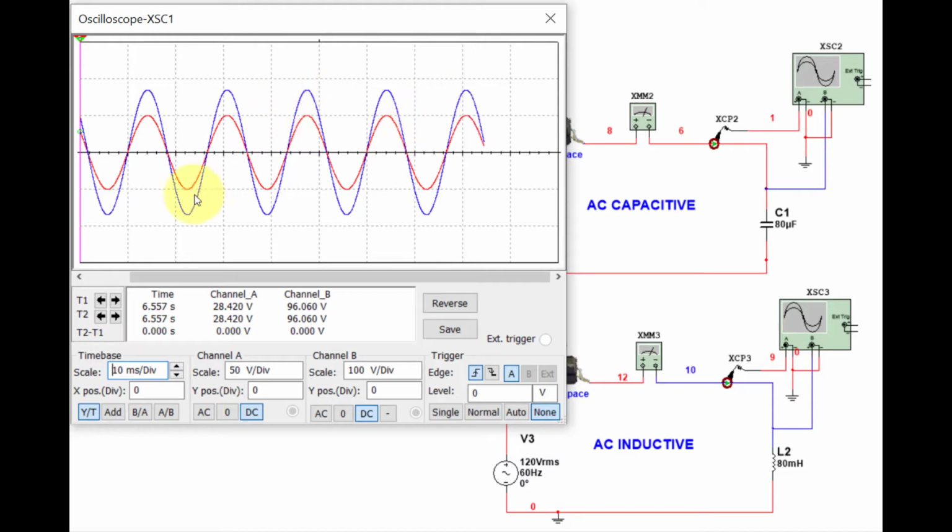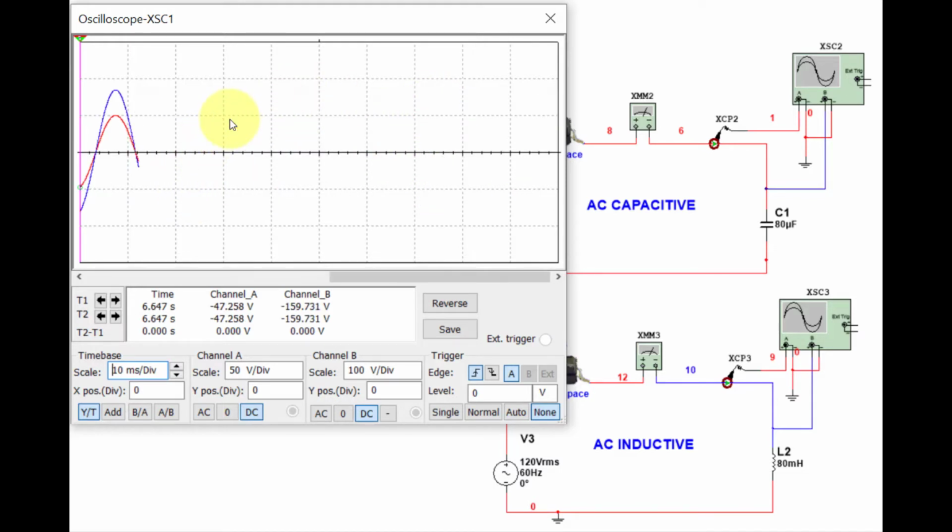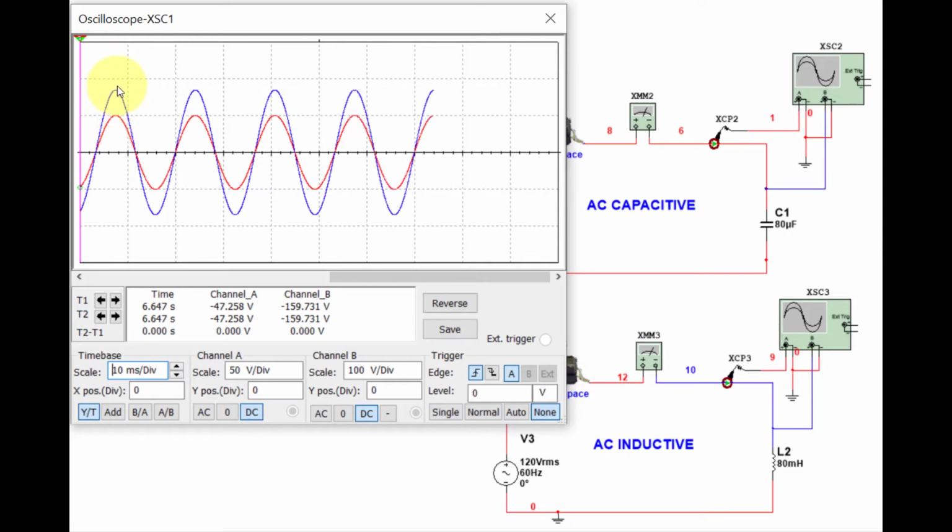Okay, so I'm going to close this, and before I do that, I just want to say that the current and voltage are in phase. What do I mean by that? Well, if I were to draw a line through the 90-degree mark on the current signal, it would line up exactly at 90 degrees on the voltage signal, so they are in phase.